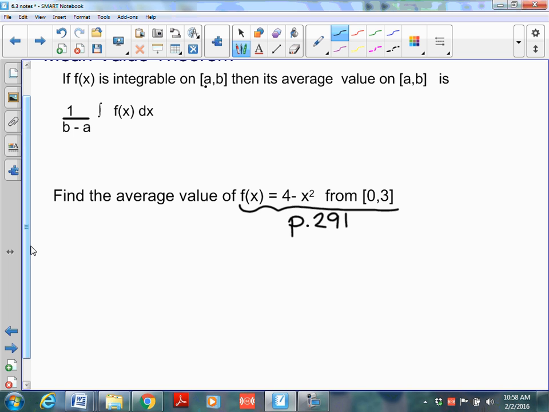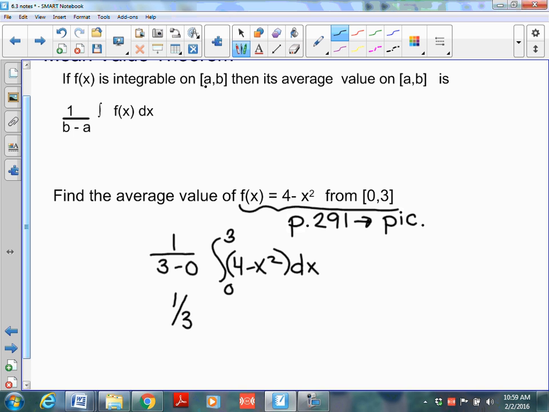The reason why I want you to go to page 291 is to look at the picture. I'm hoping you understand it if you look at the picture. If you don't look at the picture, you might not understand it. So they want you to find the average value. So they want you to integrate 4 minus x squared dx from 0 to 3. But they also want you to find the average value, so you have to remember 1 divided by b minus a. b is 3, a is 0. So just really quick, this ends up being 1/3.